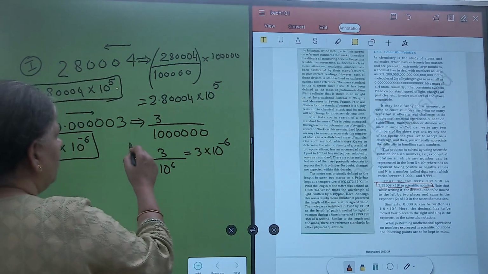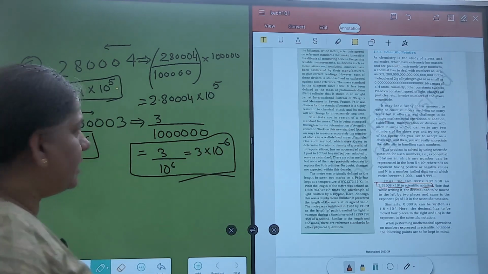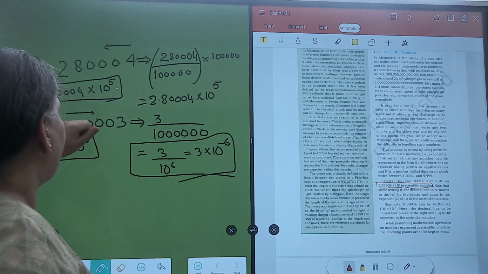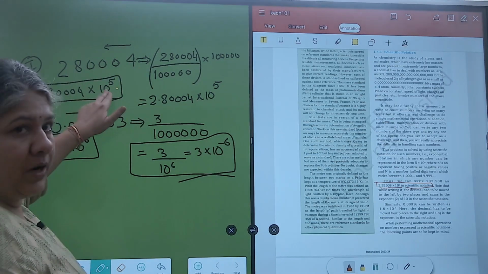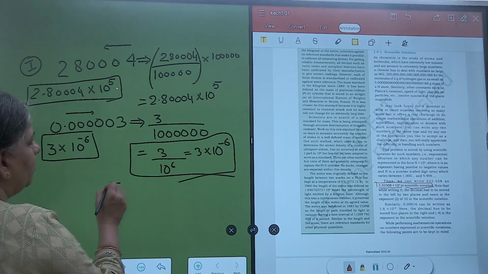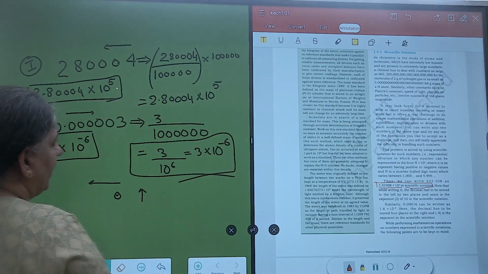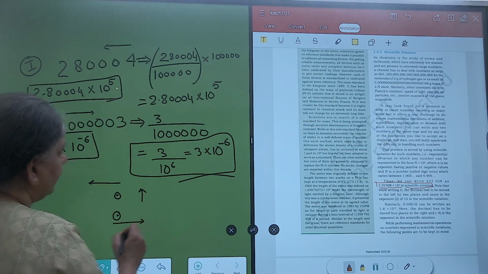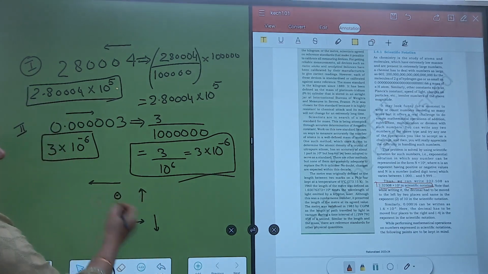So either you do it mathematically as you have learned in the smaller classes, or you just use this trick. See, I'll write it down. If the decimal is moved towards the left, you increase the exponent, and when you move the decimal to the right, you decrease the exponent. So this is the easy way of remembering.